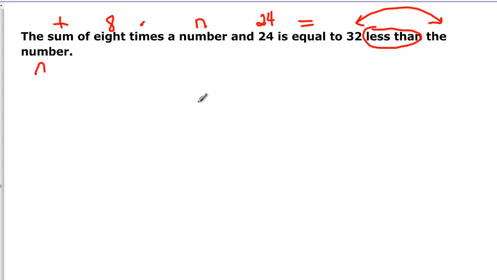So the sum of the first thing we're going to add is 8n, 8 times n, plus the 24, that's the other part of this sum, is equal to 32 less than, so that means I'm going to subtract 32, and we're going to subtract it from the number which is n.